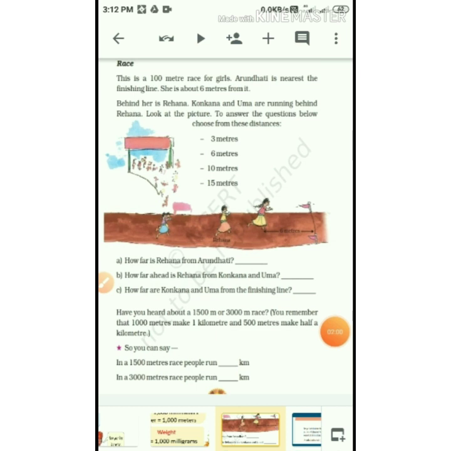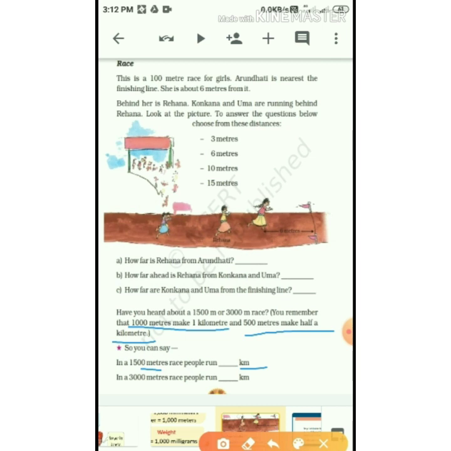Now the next question is, have you heard about a 1500 meter or 3000 meter race? You remember that 1000 meters makes 1 kilometer and 500 meters make half a kilometer. So you can say in a 1500 meter race, people run dash kilometers. So in this, we have to convert meter into kilometer. For this, it is given 1000 meters makes 1 kilometer and 500 meters makes half a kilometer.